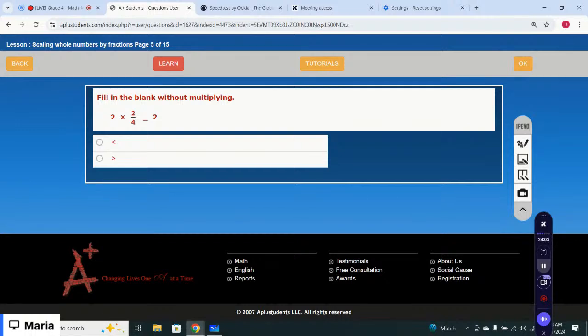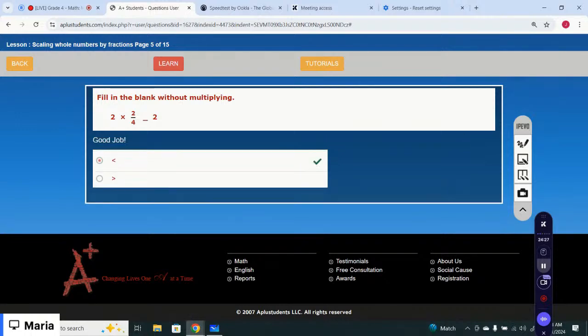Fill in the blank without multiplying. 2 times 2/4, you have to compare it to 2. 2 times 2/4 is less than 2. The correct option is less than.